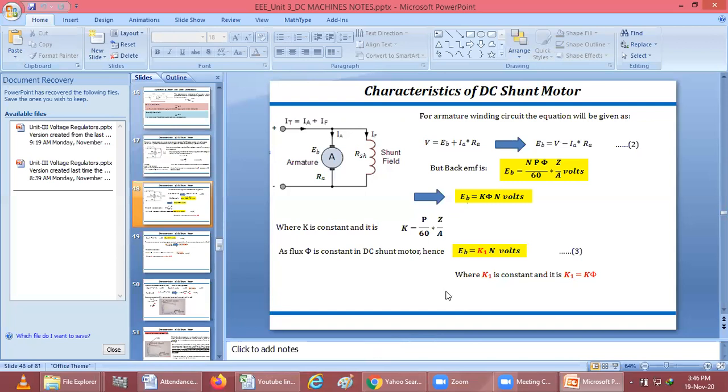Now, but we know about the back EMF. Back EMF is nothing but NP phi into Z upon A into 1 by 60. So what we can do? We can write that EMF equation here, because we are supposed to derive the equations for armature current. हमें IA का equation निकालना है. That's why what we are doing.